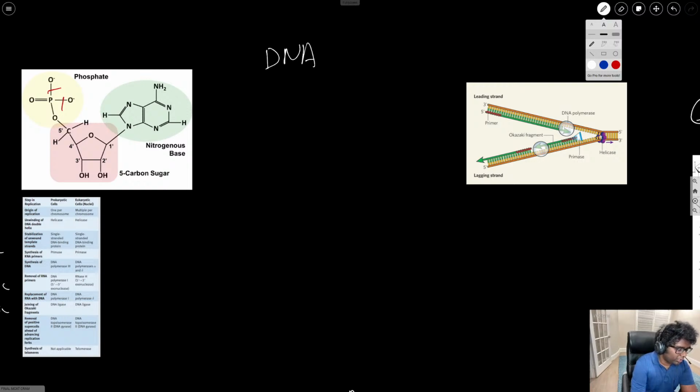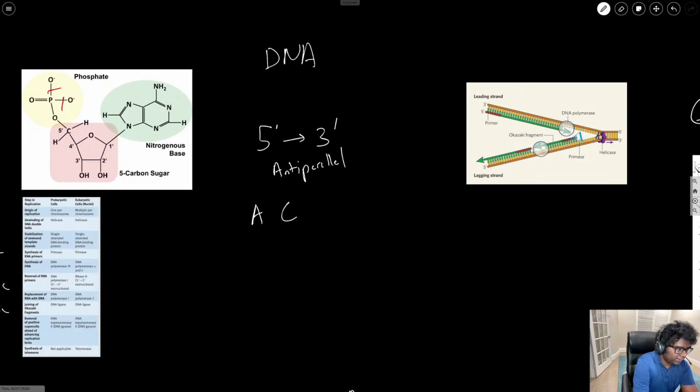You guys know the Watson-Crick model, right? DNA goes from 5' to 3'. It's anti-parallel. Double helix. You know your purines and pyrimidines? That was from the biology lecture. If you guys didn't have a chance to watch that, I'll write it down anyways. Purines are A and G.